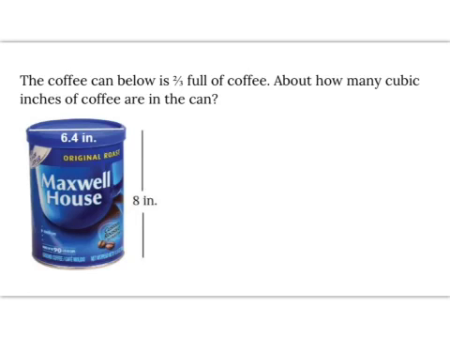Alright, and let's take a look at this one. It says the coffee can below is 2/3 full of coffee. About how many cubic inches of coffee are in the can? So first of all, I see I have a cylinder and I'm filling it, and it's a 3D object, so I'm going to go ahead and write my formula for a cylinder, pi r squared times height.